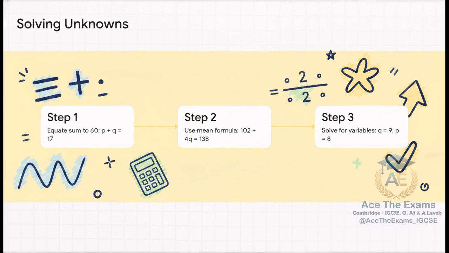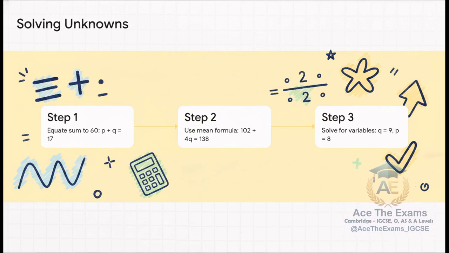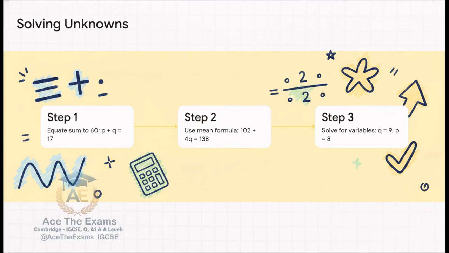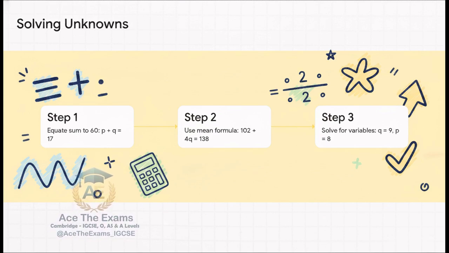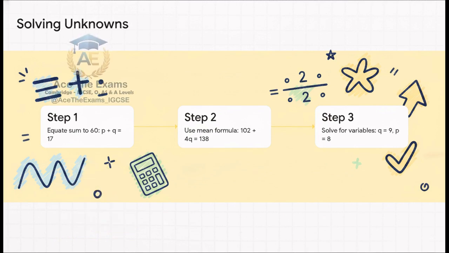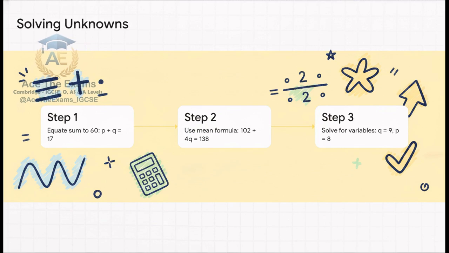For step 2, we use that mean they gave us. The mean is the total movies divided by the total people, right? To get total movies, multiply the top row by the bottom row. 0 times P is 0, 1 times 14 is 14, 2 times 15 is 30, and you keep going, right up to 4 times Q. Add all those up, and you get 102 plus 4Q. Divide that whole thing by 60, and it has to equal our mean of 2.3. Multiply both sides by 60, and suddenly, 102 plus 4Q equals 138.